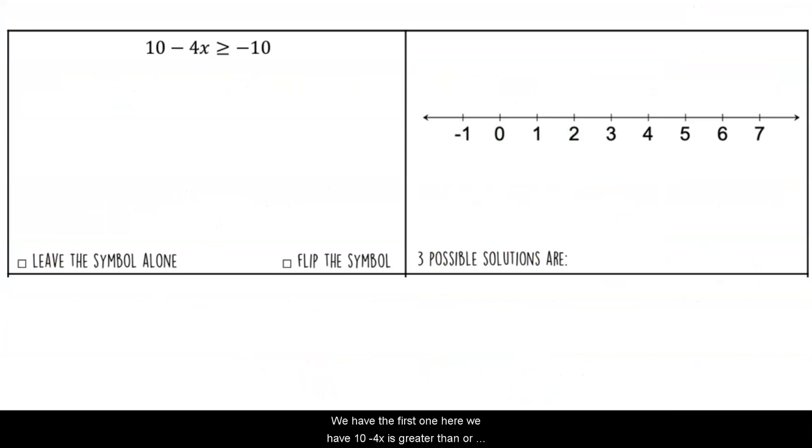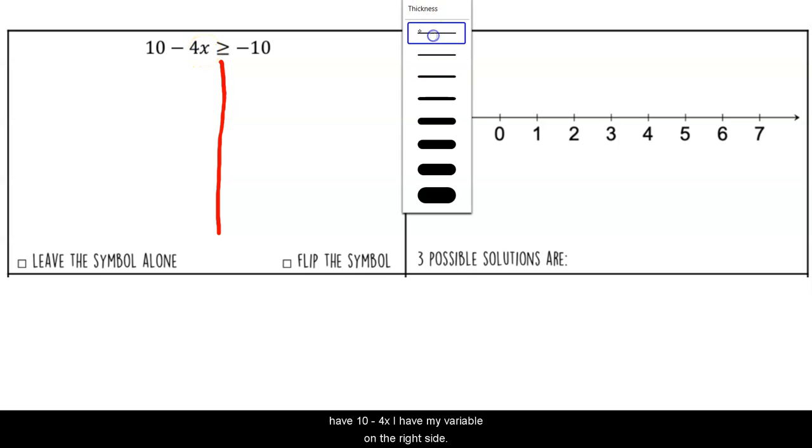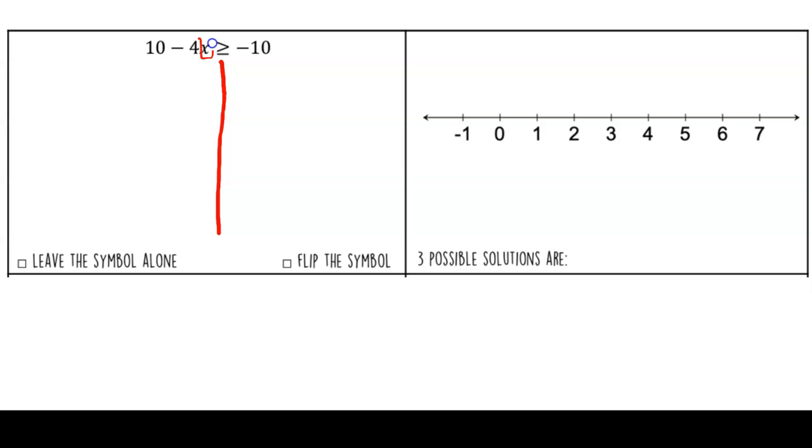Okay, we have the first one here. We have 10 minus 4x is greater than or equal to negative 10. Just like with equations, we're going to put our line down the middle. I have 10 minus 4x, with my variable on the right side. So I'm going to undo what's been done. The first thing I'm going to do is get rid of this positive 10 by subtracting 10 from both sides.